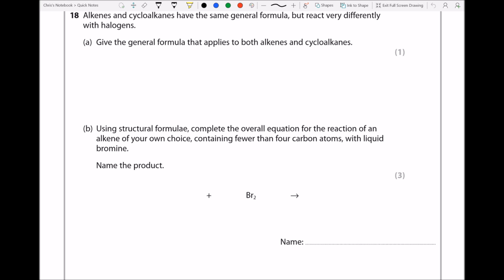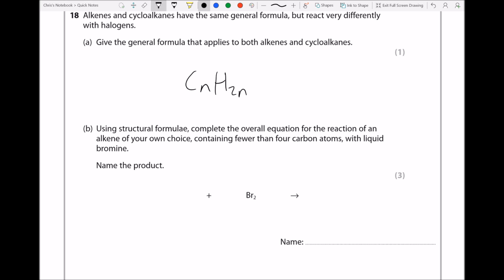It's really important that you do. This is just going to be CnH2n. So basically you've got twice as many hydrogens as you do carbons in these molecules. So this would obviously only be true if you only had one double bond in the alkenes, and for cycloalkanes it would be. Okay. Part B.